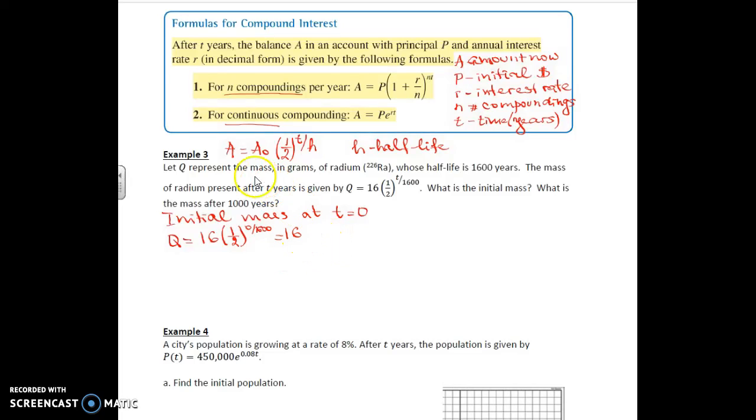Please note that this 16 was actually equal to what I noted as A0 up here. This A0 always will represent your initial amount. So even if I didn't do the calculations, automatically I should be able to say that the initial mass is 16 grams.